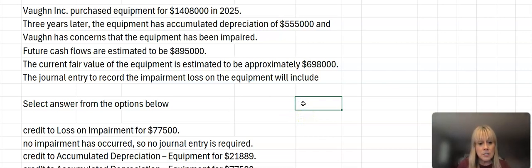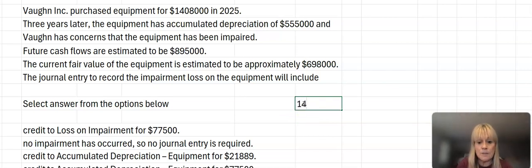So they've done some analysis and they've said, okay, our future cash flows are $895,000 and our current fair value of the equipment is estimated to be about $698,000. So they're looking at that and trying to figure out if our equipment has been impaired or not. So what we're going to do first is compare our book value to our future cash flows.